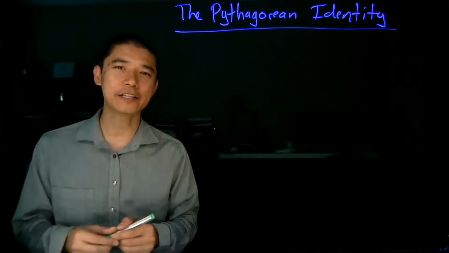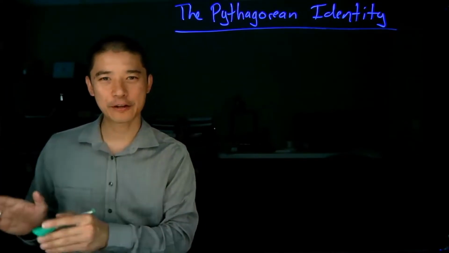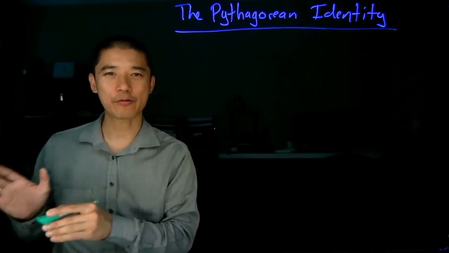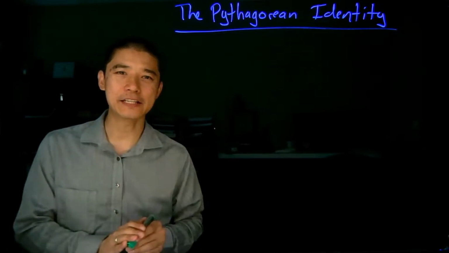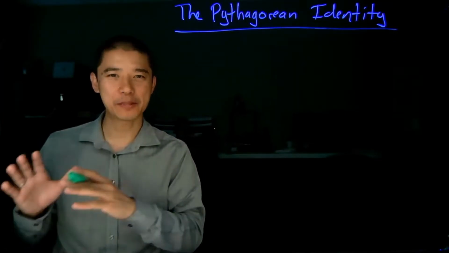The Pythagorean identity is an important identity in trigonometry. It should not be confused with the Pythagorean theorem. The Pythagorean theorem is about right triangles, and the Pythagorean identity is about the sine and cosine functions. Now they are related, but they are not the same thing.